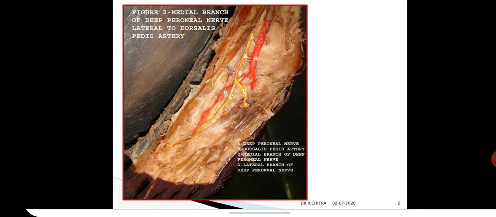What is the insertion of peroneus tertius? Peroneus tertius is inserted to the base of the fifth metatarsal. What is the action of peroneus tertius? Dorsiflexion and eversion of foot. What is eversion of the foot? Eversion of the foot is the lateral border of the foot is raised above the ground so that the medial border is touching the ground.